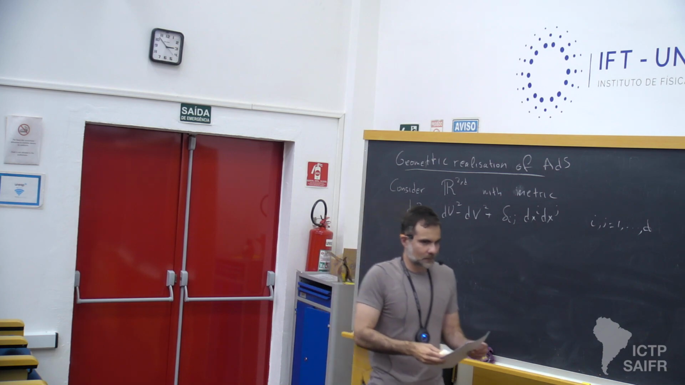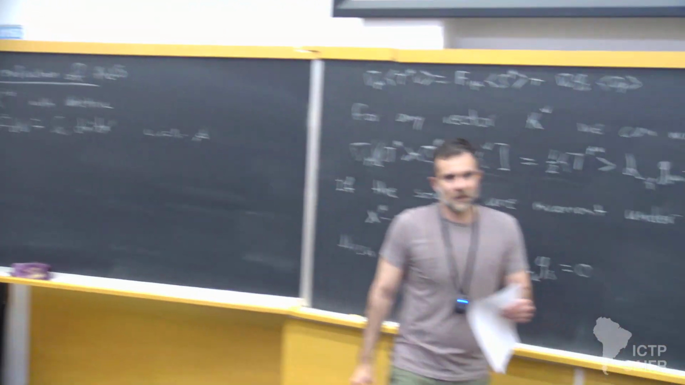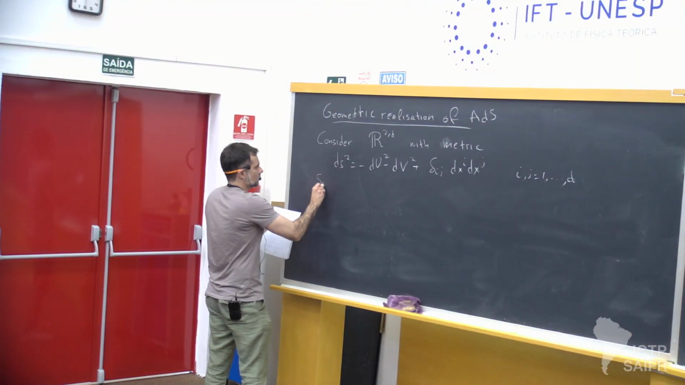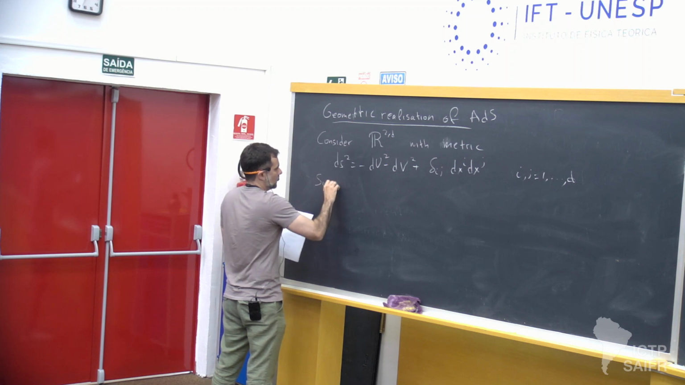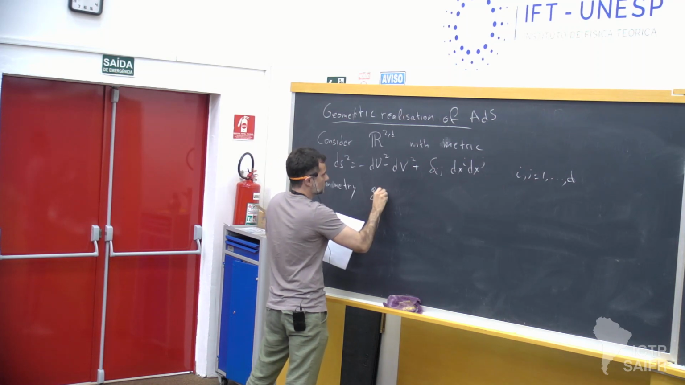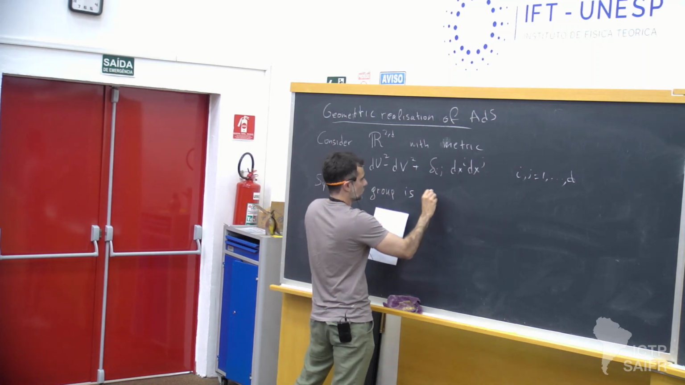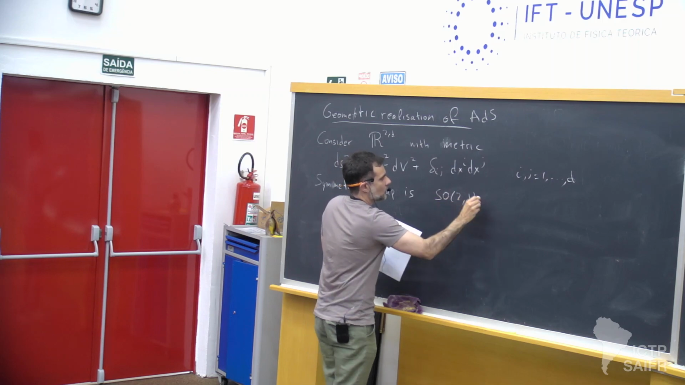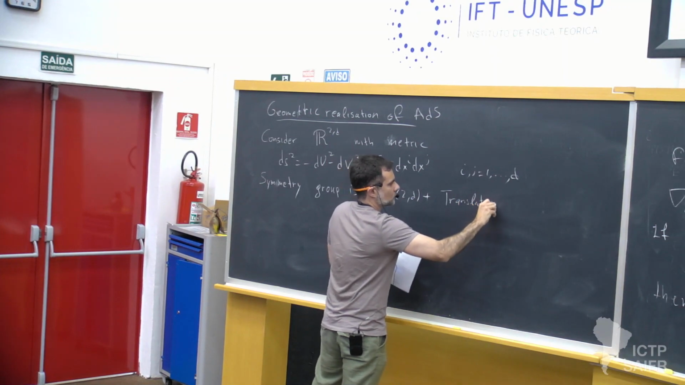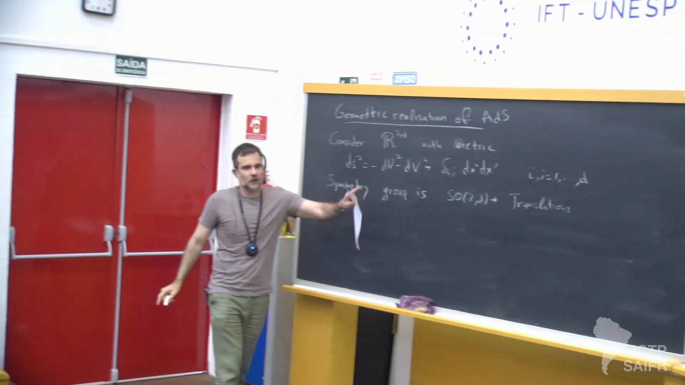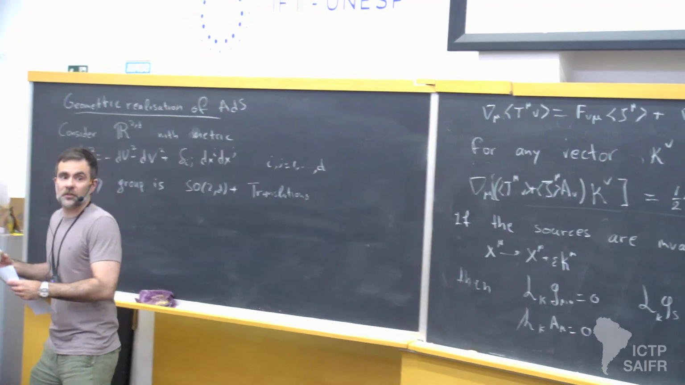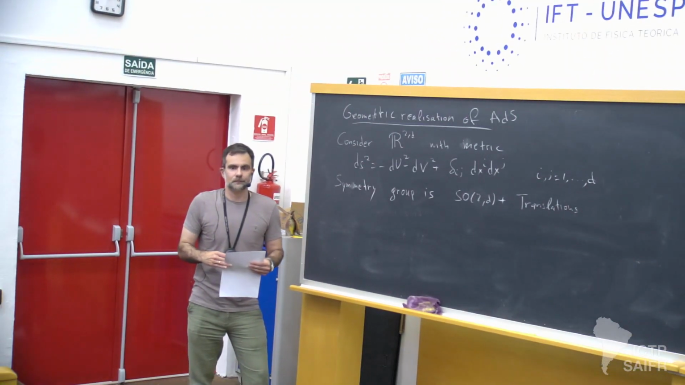Now, this metric could be the geometric realization, except for the fact that, while indeed the symmetry group is SO(2,d), you also have translations. If I do translations in either u, v, or the x^i, these are isometries of this metric. So this metric has more symmetries than what I am after. Okay?